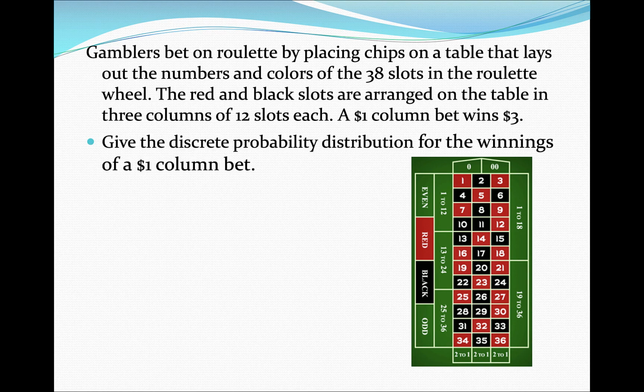So let's do the same thing as we did on the last one. Let's give the discrete probability distribution for the winnings of a $1 column bet. We're either going to win $0 or $3, so my x values are simply 0 or 3. We just said the probability that you win $3 is 12 over 38, because there are 12 outcomes that satisfy a given column. That means the probability that you don't win is the other 24 outcomes in the other 2 columns, along with the 2 green slots, which means the probability you don't win is 26 out of 38.